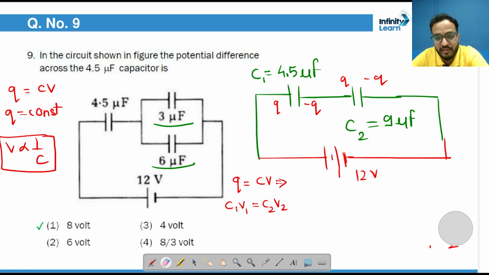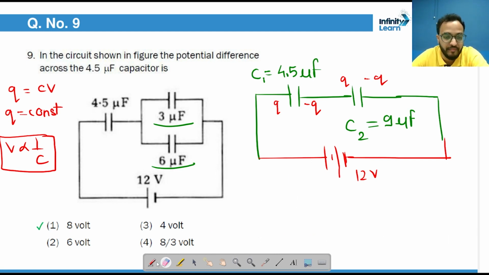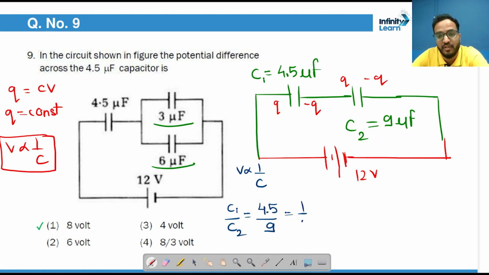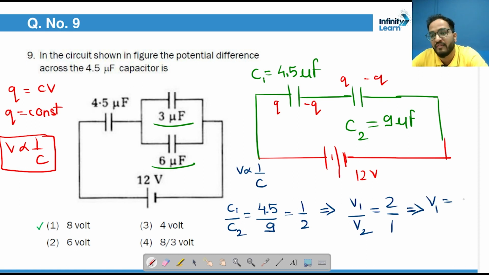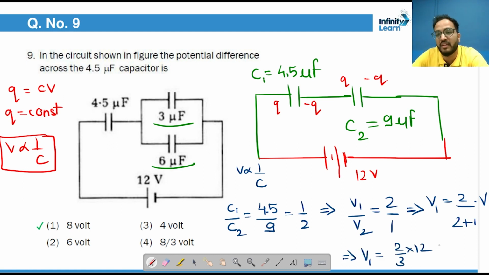Or either you do this, or what you can do is say like this. See, since V is inversely proportional to C, and what is C1 to C2? C1 to C2 is 4.5 upon 9, that is 1 is to 2. So we can say V1 to V2 will be just the opposite, 2 is to 1. So V1 will be 2 upon (2 plus 1) into V. So V1 is 2 by 3 into 12. That is how much? 8 volts. Do you understand this logic?